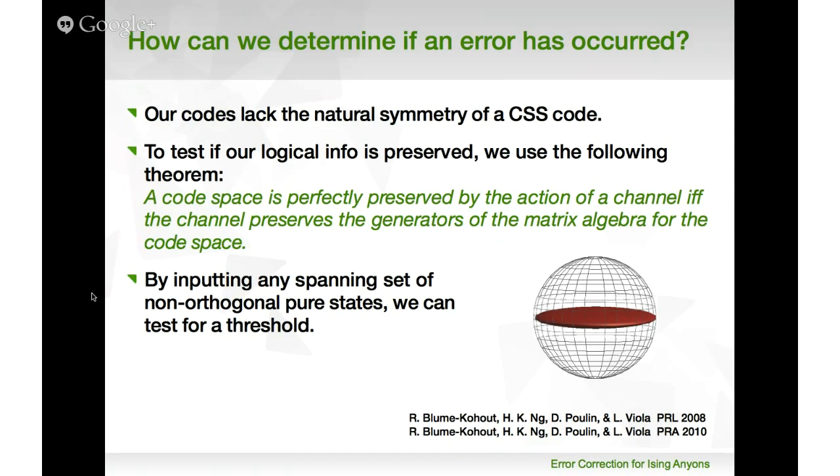So in order to check whether or not a logical error has occurred, we use the following theorem, which can be found in these papers down here: a code space is perfectly preserved by the action of a channel if and only if the channel preserves the generators of the matrix algebra for the code space. This little picture here shows that if a channel preserves sigma x and it preserves sigma y, then because it's a completely positive map, there's a very strong constraint.